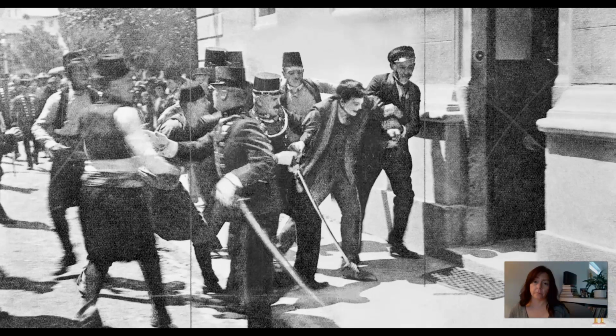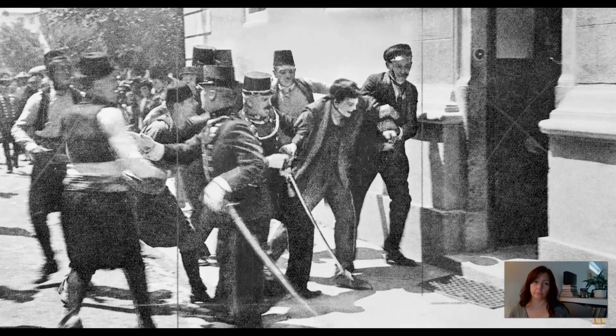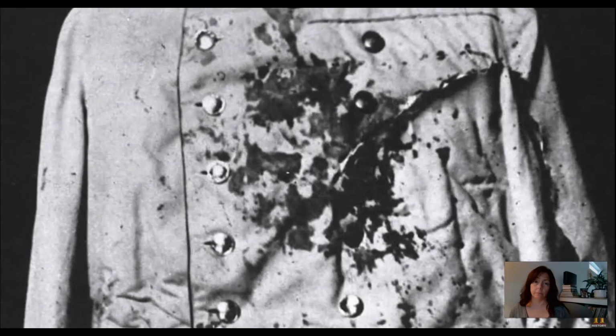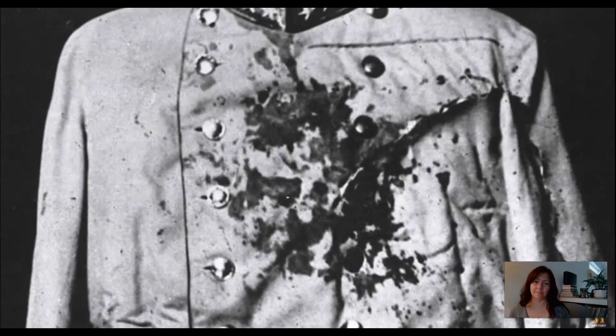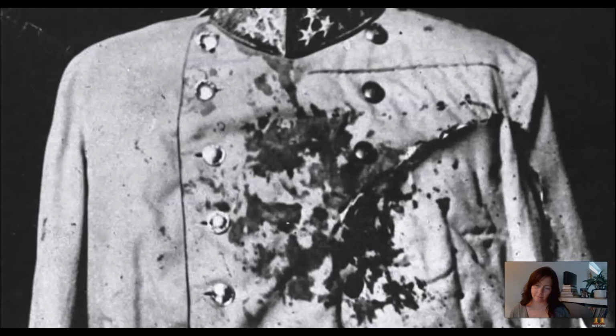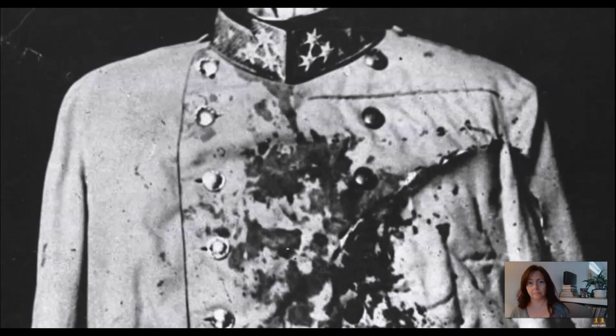As the crowd tries to subdue Princip, the Archduke and his wife are left bleeding in the car. One bullet struck the Archduke in the neck, the other his wife in the stomach. Both die within the hour.